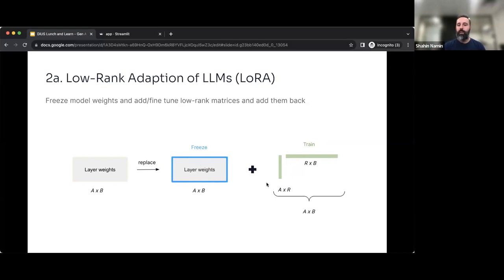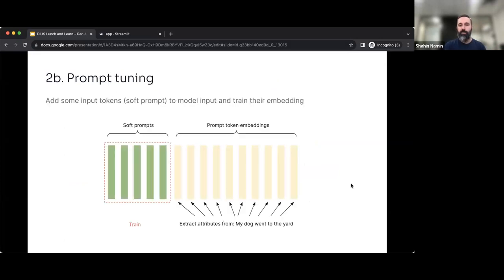Usually the rank of these matrices is 4 or 8, or around that number. So it's not a very big rank that you would use in practice. And we've seen that if you just apply this technique to self-attention layers, you still get very, very good results. So this is called LoRA. It's a technique that is being used more and more because it is fast, it is simple to implement, and the memory requirement is much lower. The second technique is called prompt tuning.